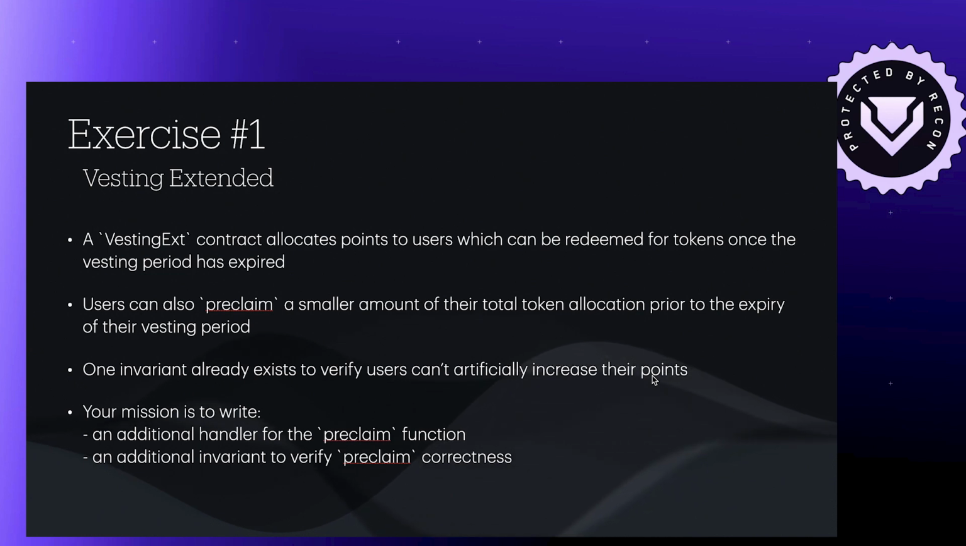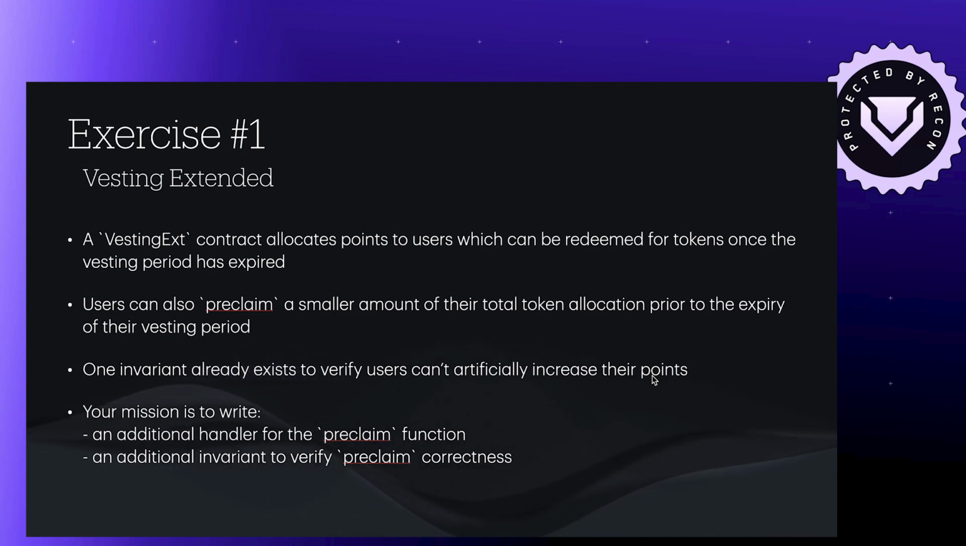But the first one here is vesting extended, and these are all real findings from my private audits at Cypher. None of this stuff is CTFs. This is all real-world findings. So here we've got a vesting extended contract. This contract allocates points to users, which can be redeemed for tokens once the vesting period has expired. We've seen that before. But this contract has an additional feature where users can also pre-claim a smaller amount of their total token allocation prior to the expiry of their vesting period.